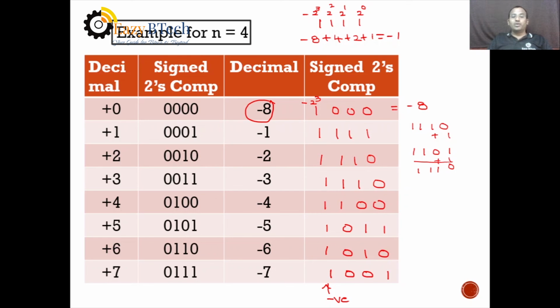So the advantage of the 2's complement representation is we don't have two representations for 0. That is why 2's complement representation is used in almost all digital systems, because signed magnitude representation and 1's complement representation have two representations for 0. This is not the case with 2's complement. So that is why we use 2's complement representation.